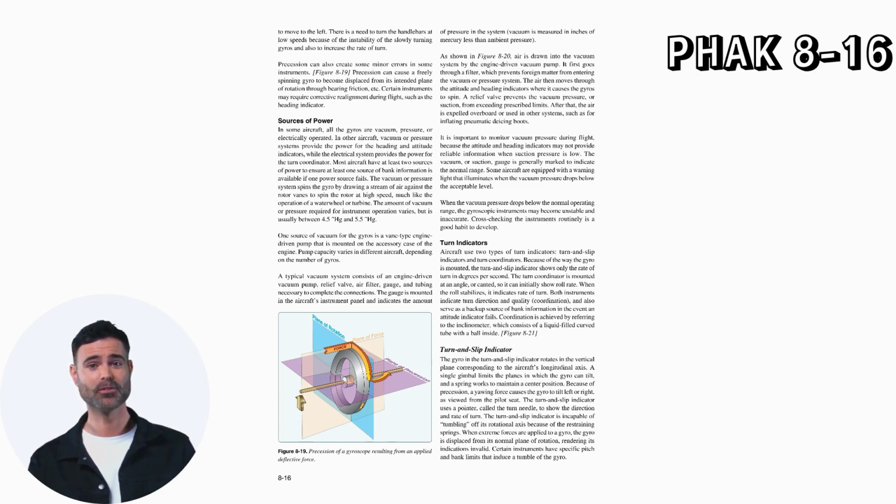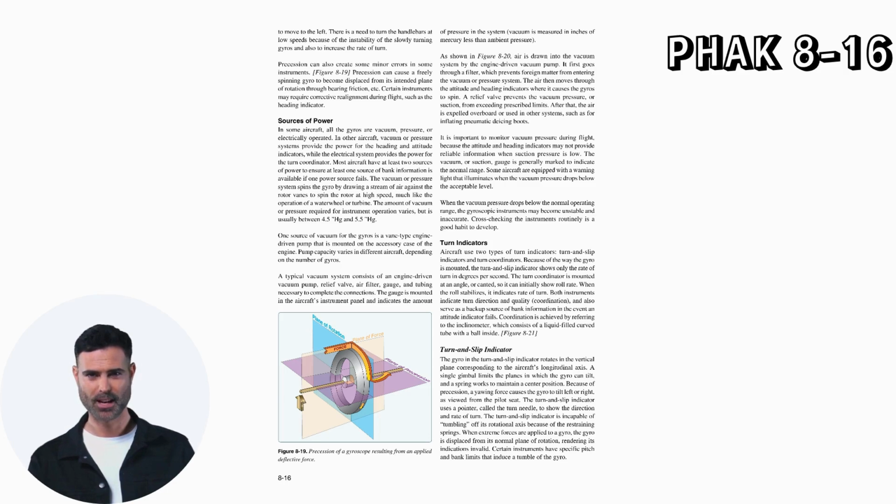A typical vacuum system consists of an engine-driven vacuum pump, relief valve, air filter, gauge, and tubing necessary to complete the connections. The gauge is mounted in the aircraft's instrument panel and indicates the amount of pressure in the system. Vacuum is measured in inches of mercury less than ambient pressure.